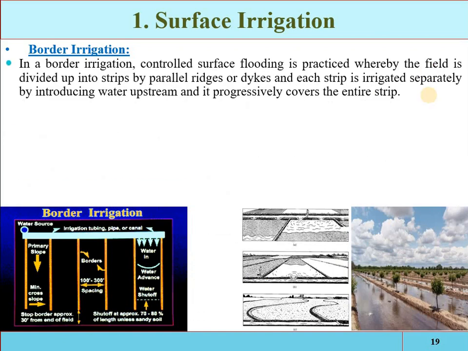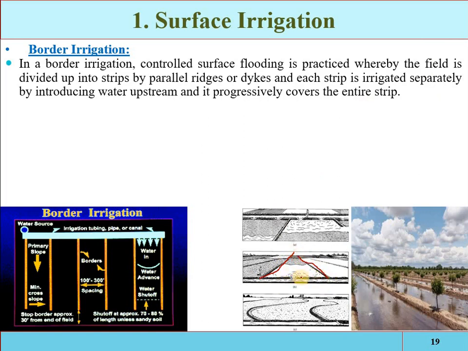Okay, the third controlled surface irrigation method is border irrigation. In border irrigation, controlled surface flooding is practiced, whereby the field is divided up into strips by parallel ridges or dikes, and each strip is irrigated separately by introducing water upstream, and it progressively covers the entire strip. See, the whole field is divided into these borders.